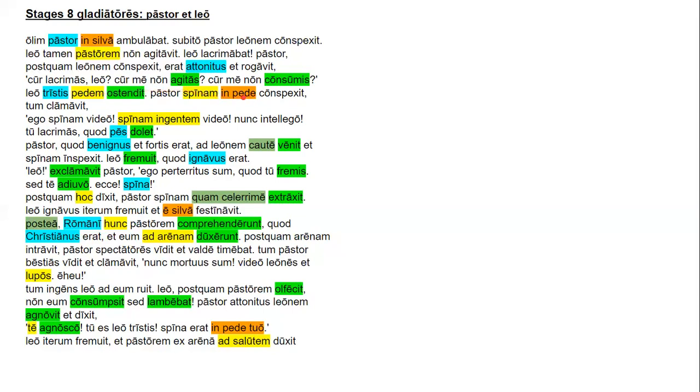So in, and then we'll put in brackets his foot, in his foot, conspexit, another perfect tense form of conspicio, and that is he saw. Tum, then, so it's an adverb, clamavit. Clamavit, perfect tense verb of clamo, he shouted. So let's put it all together. So the shepherd saw a thorn in his foot, then he shouted.